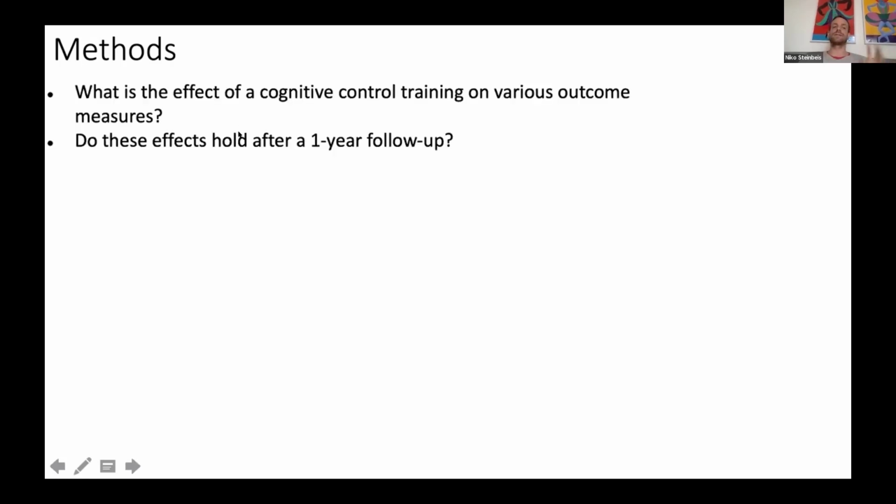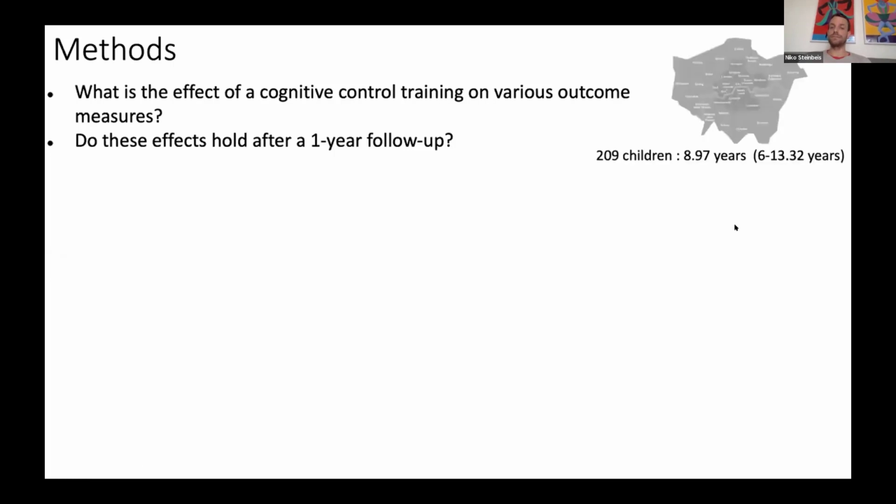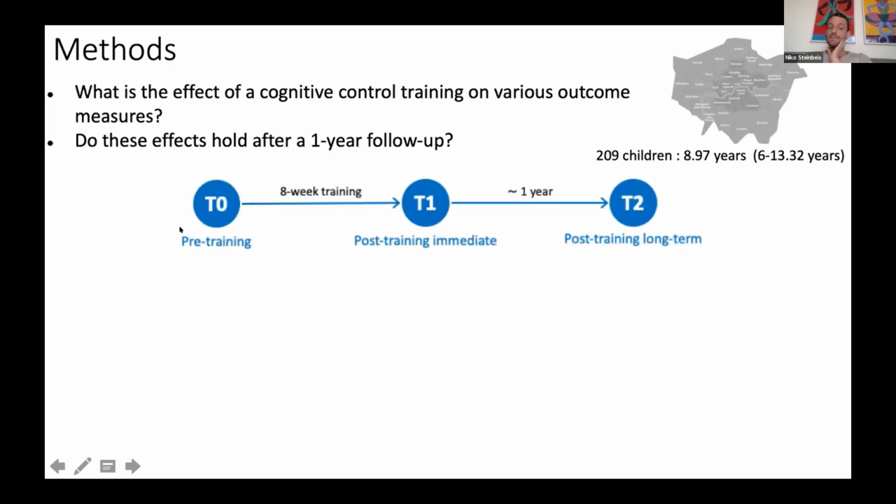We use this training to address what the effect of cognitive control training is on various outcome measures and whether these effects hold up after a 1-year follow-up. We looked at this in 209 children from the Greater London area. The mean age was around 9 years. And here's the basic design.